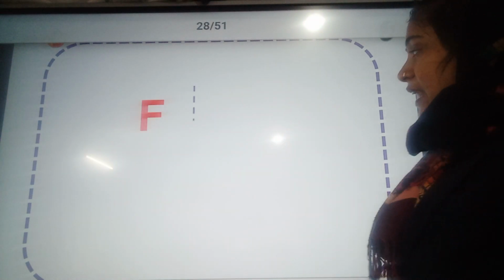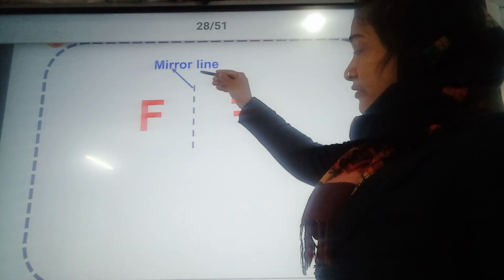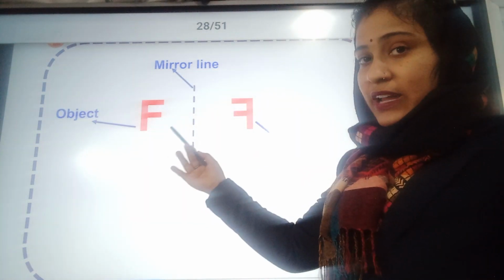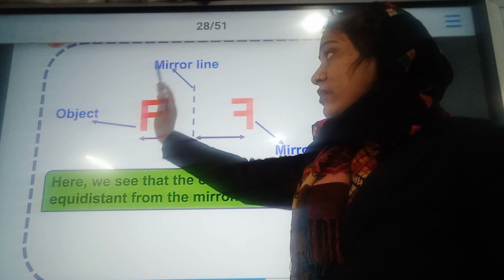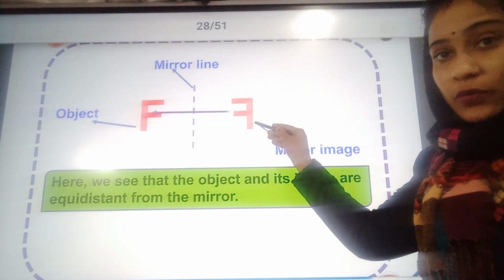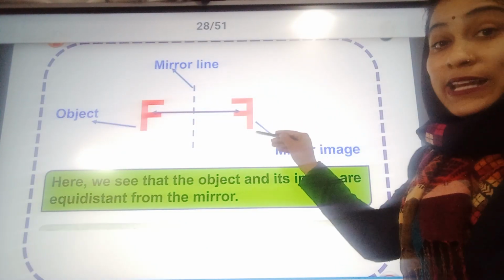And then a letter F. If this is a mirror line, or a mirror, and the mirror is placed in front of this letter F, the image will be formed in such a way. And this phenomenon is known as lateral inversion.